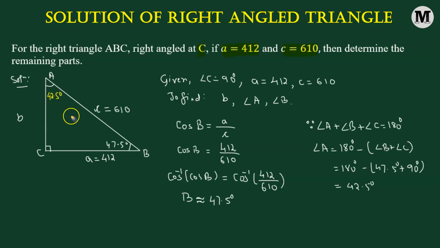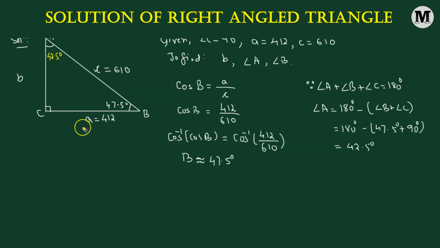Okay, fine. Now what remains is to find out the measure of side b. So here we can take sine of the angle B. So sine of angle B is simply defined as the opposite to that of the hypotenuse, b over c. Since we need here b, b is going to be equal to c times sine of angle B. So c, that is 610, multiplied by sine of angle B.